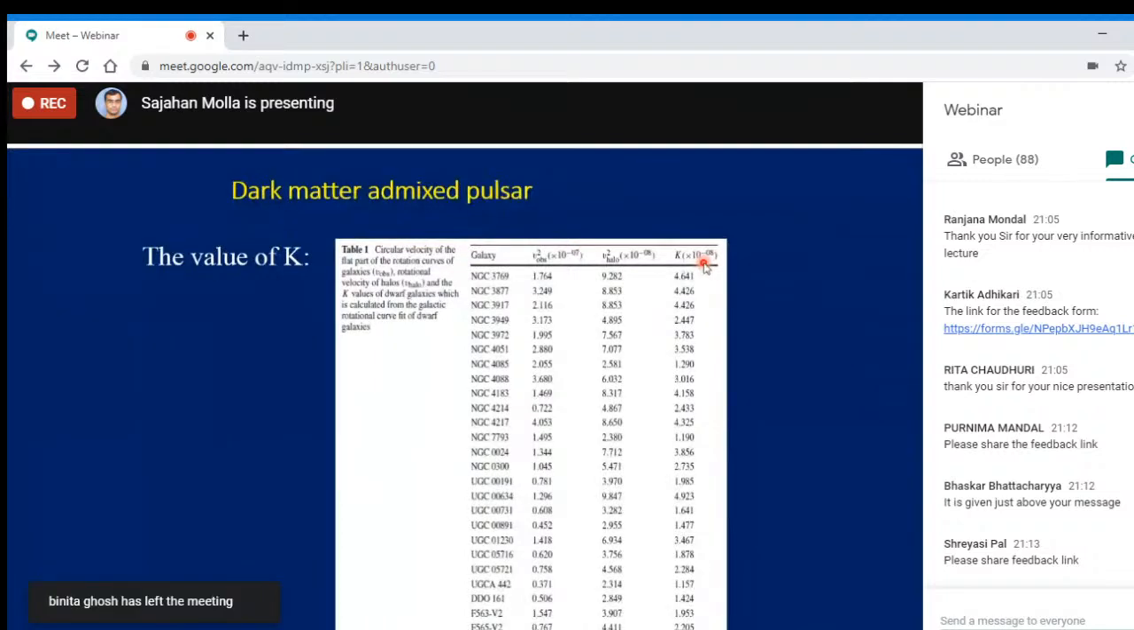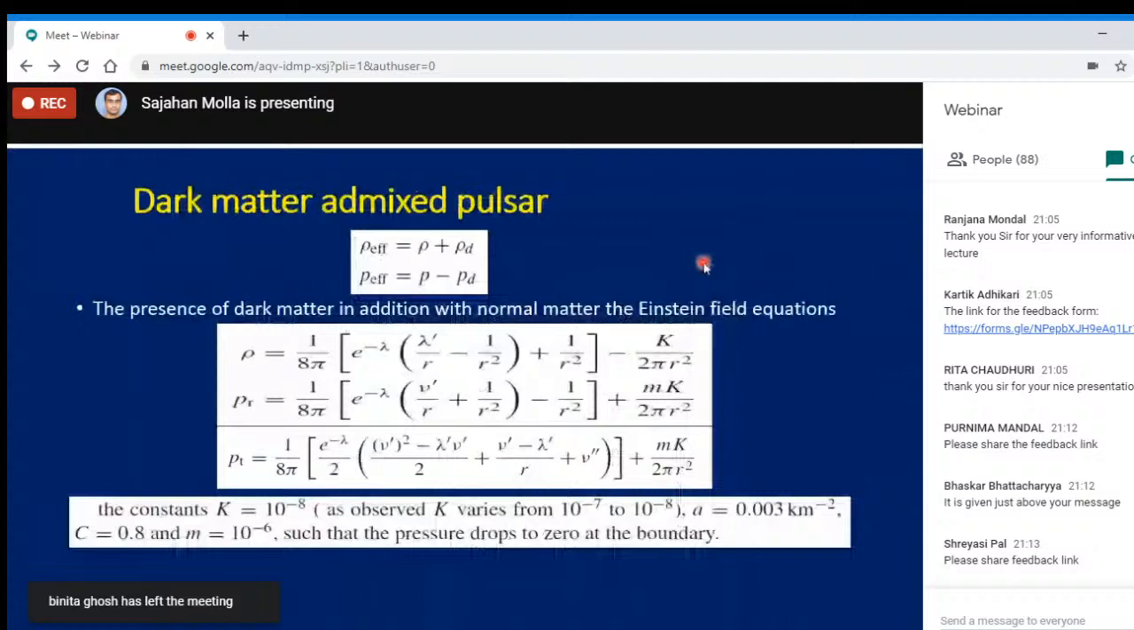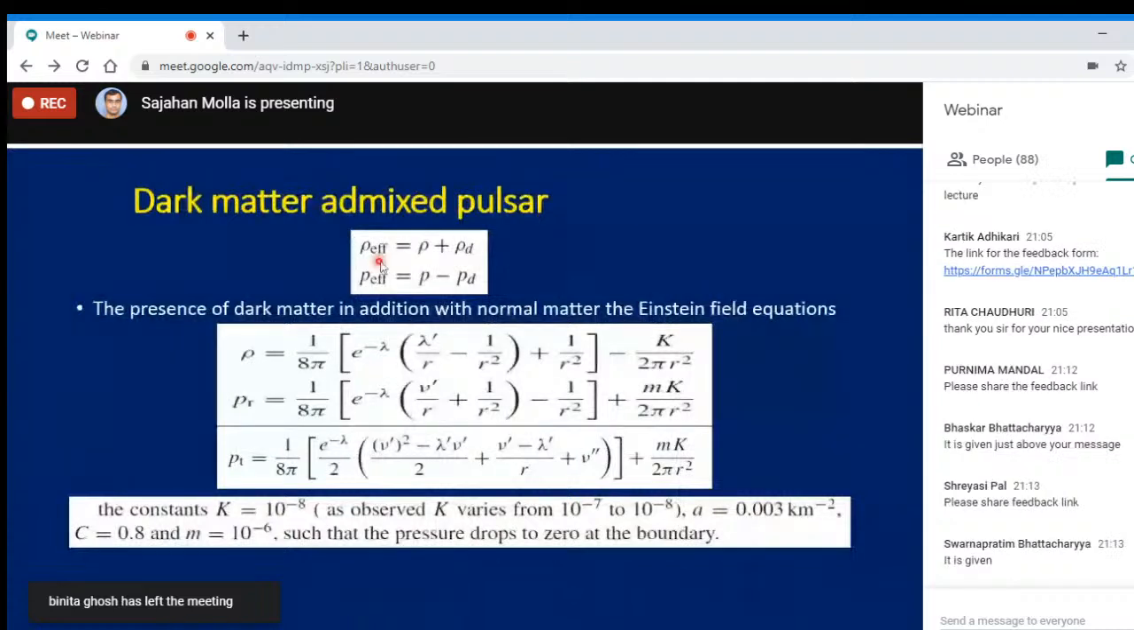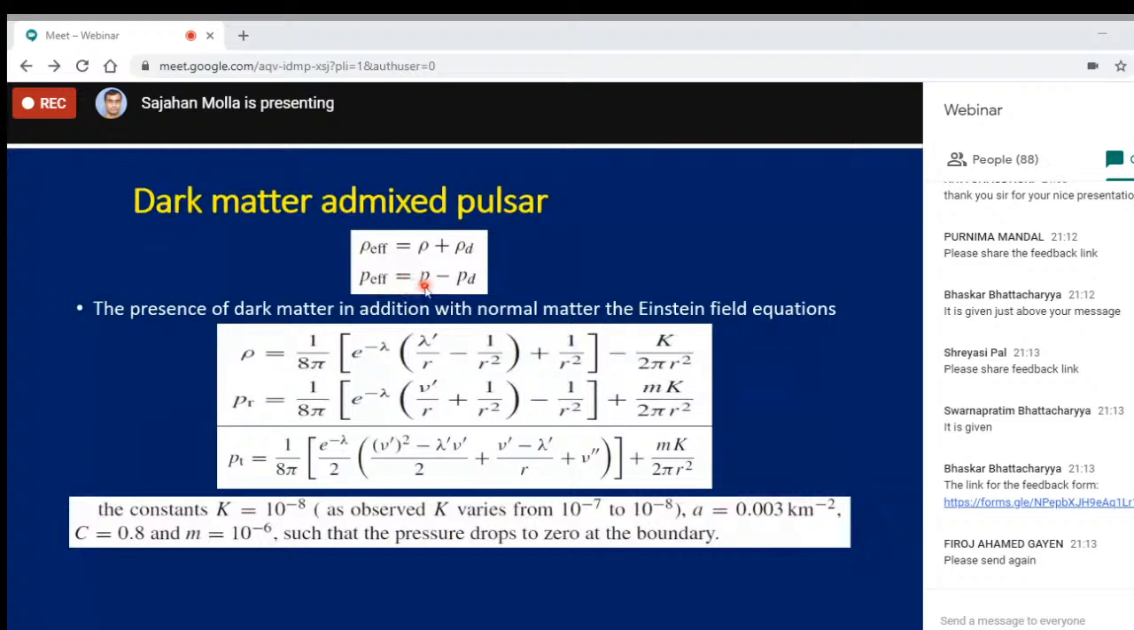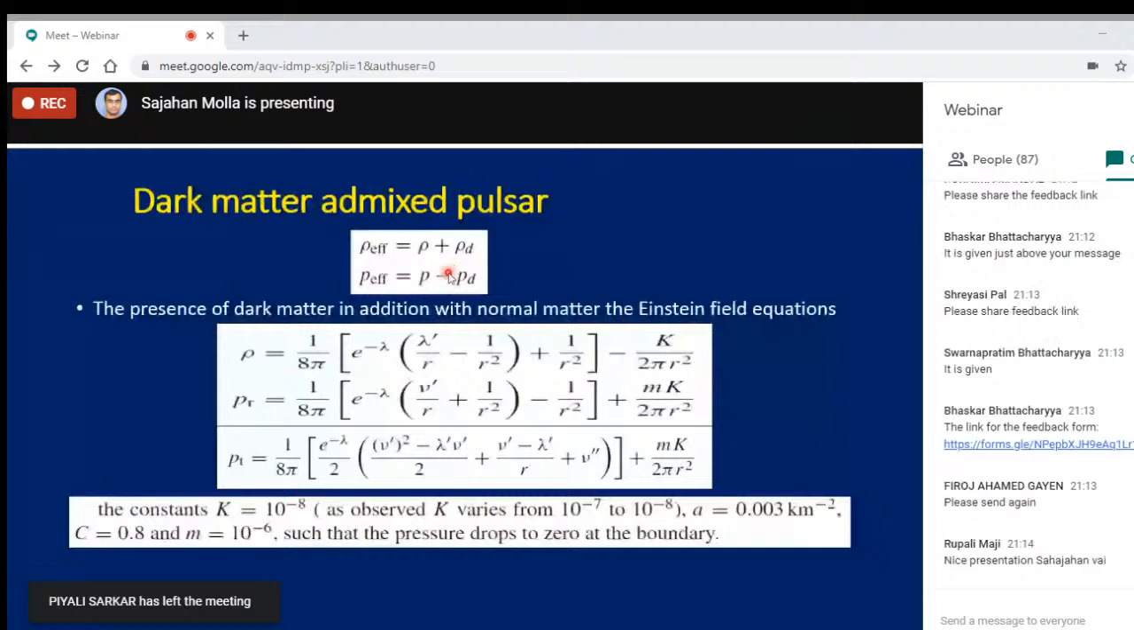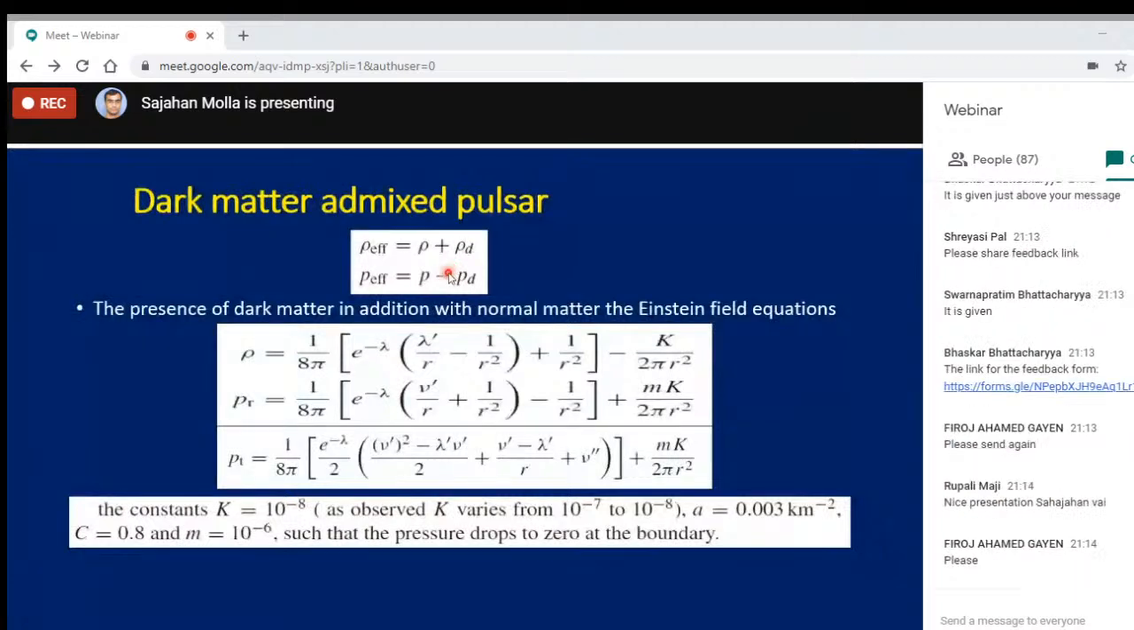The effective density is denoted by normal matter density plus dark matter density, and effective pressure is denoted by normal matter pressure and dark matter pressure. Therefore, when we add dark matter with normal matter, we have the Einstein field equation in this form: density this form, pressure this form, radial pressure this form, and transverse pressure this form.